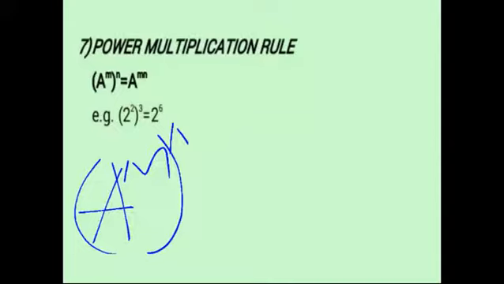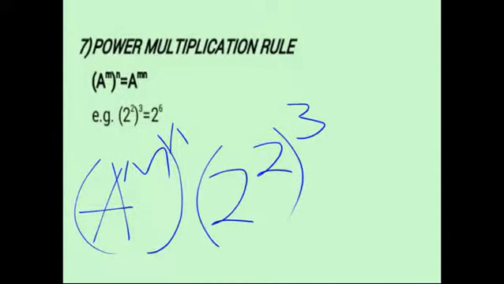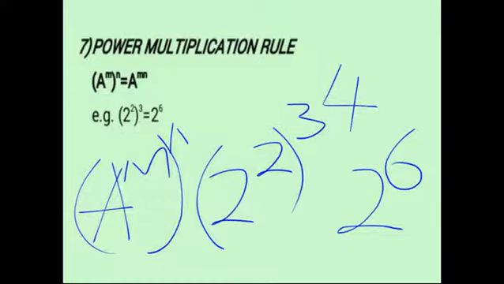So if you have 2 raised to the power of 2, raised to the power of 3, it will be equal to 2 raised to the power of 2 times 3, which is 6. And we also know that 2 squared is what? 4. And 4 raised to the power of 3 is equal to 64, and 2 raised to the power of 6 is equal to 64. So we see how authentic the rule is.